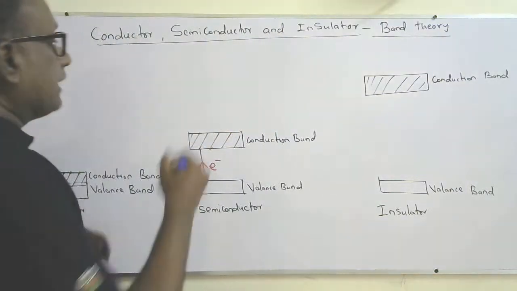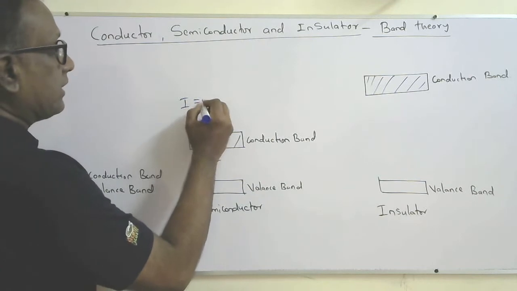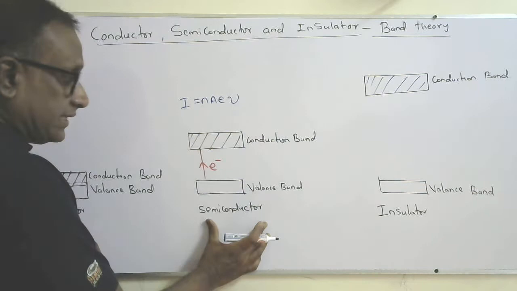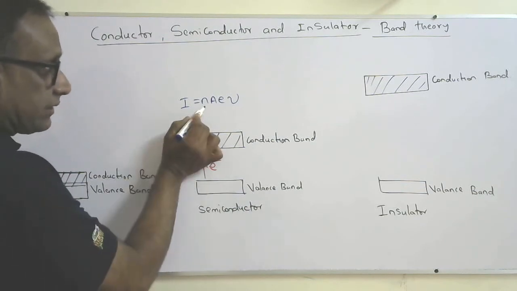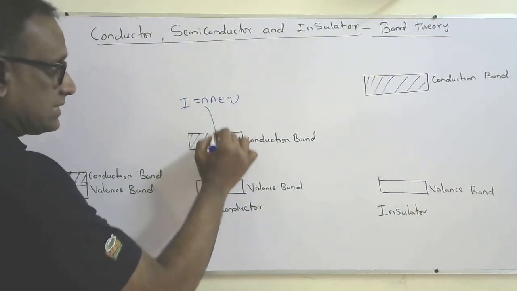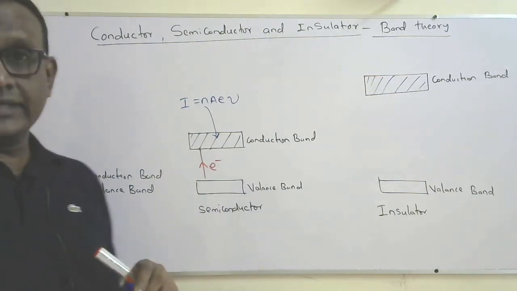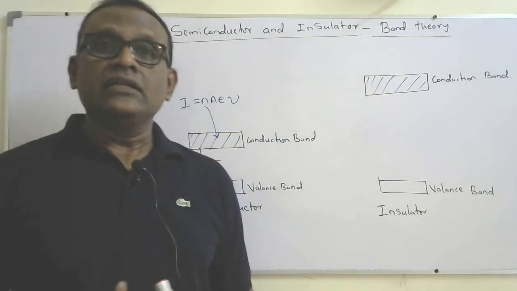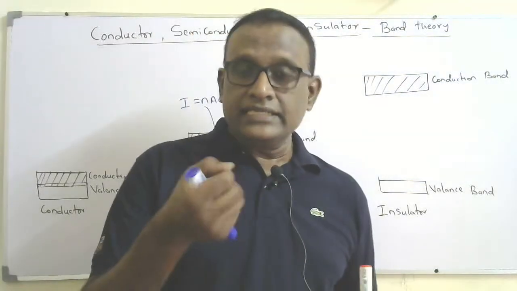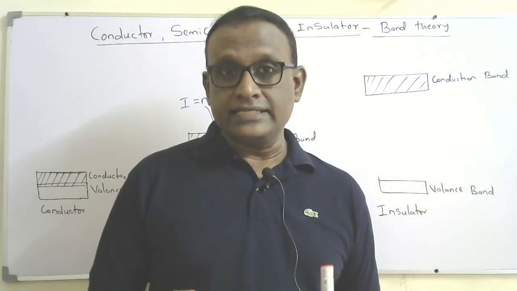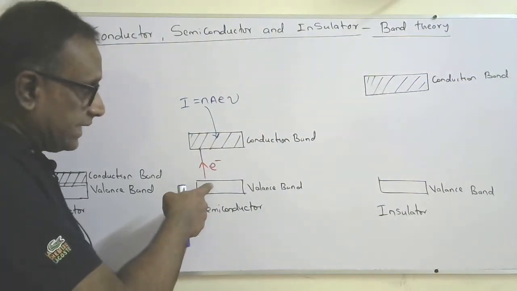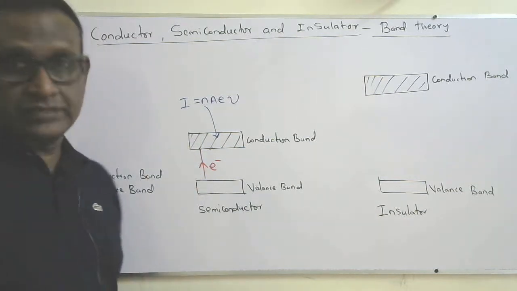So according to I equals nAev, the transport equation we learned in the first lesson, when you heat a semiconductor, n will increase. That is, the number of electrons in the conduction band will increase, so current flow will increase. That's the reason you learned in IGCSE that when you heat a semiconductor, its resistance decreases, because current increases. Why does current increase? Electrons are excited from the valence band to the conduction band.